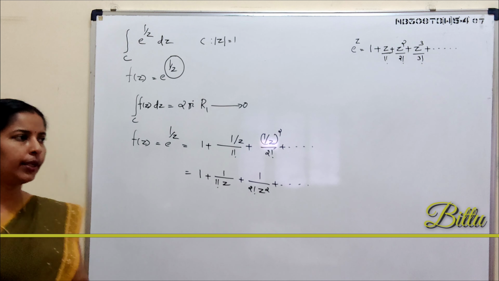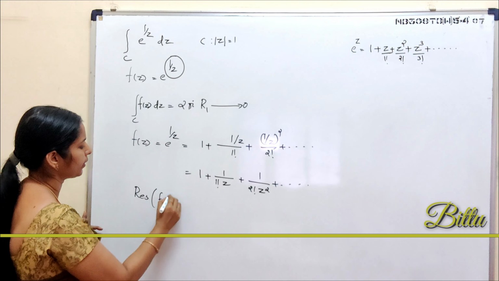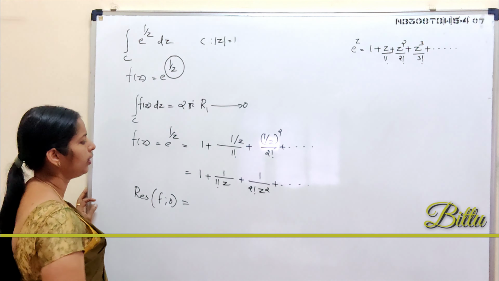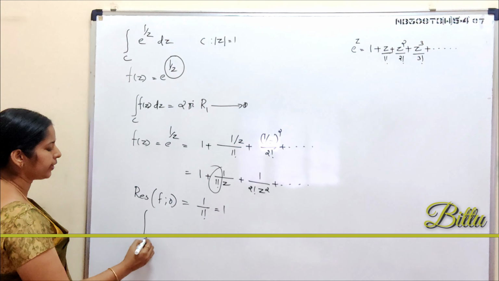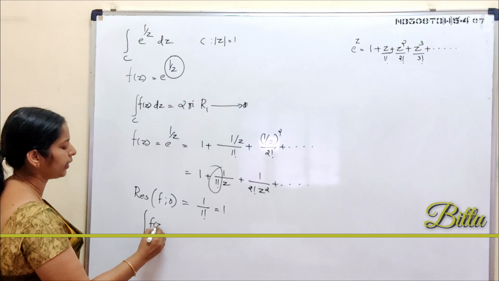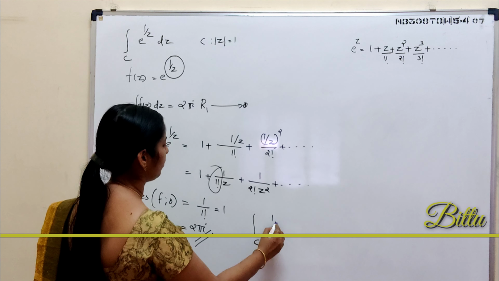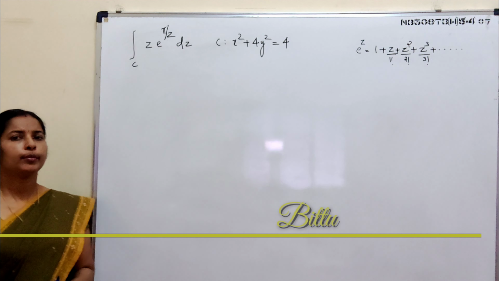We have the residue of f at 0 is the coefficient of 1 by z in this expansion. The coefficient of 1 by z is 1 by 1 factorial. So the residue is 1. So put in equation number 1. You can see the integral over C of f(z) dz is 2 pi i. That is, the integral over C of e raised to 1 by z dz is 2 pi i. That is the required answer.